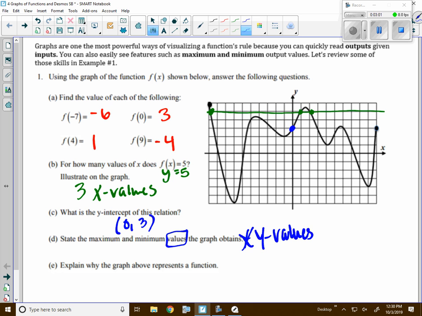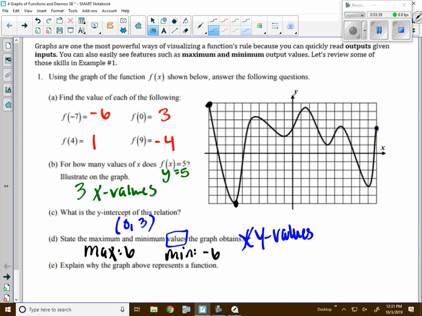So take a look at the graph. Let me erase my mess up here. Okay, and find the maximum y value. What's the maximum y value on our graph? All right, look at the highest point, right? The highest point is here, and that would be when y is 6. Okay, so we'll say maximum is 6. Okay, then what's our lowest point or our minimum y value? Negative 6, right down here.